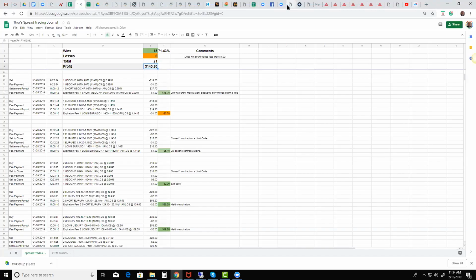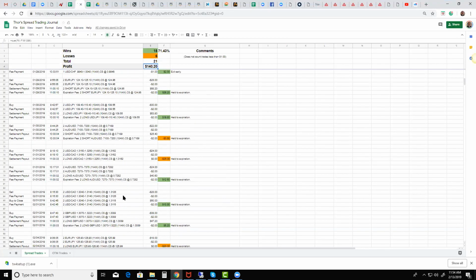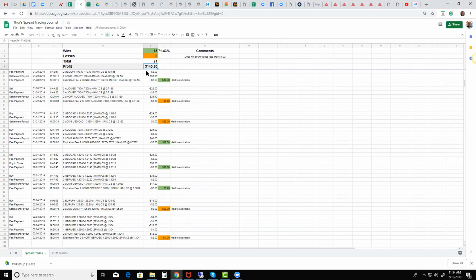Flip back to that a minute. I want to point something out. 71.4% success. If you were doing 71.4% success on a regular binary, that'd be about break even. But because I'm only taking very small losses, sometimes less than $1, that makes money at 71.4%.